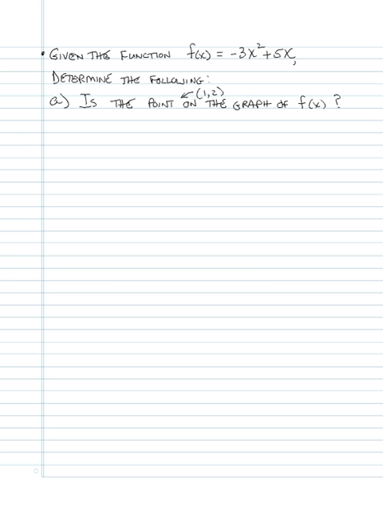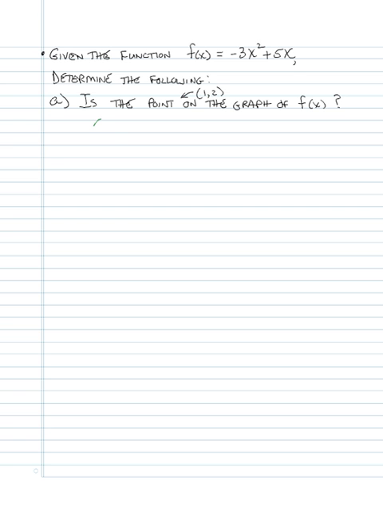Okay, let's suppose we're given the function f of x is equal to negative 3x squared plus 5x. And from that function, from that formula only, we don't see the graph, determine the following. And the very first thing, you see I left out a part of the sentence, is the point 1, 2 on the graph of f of x.